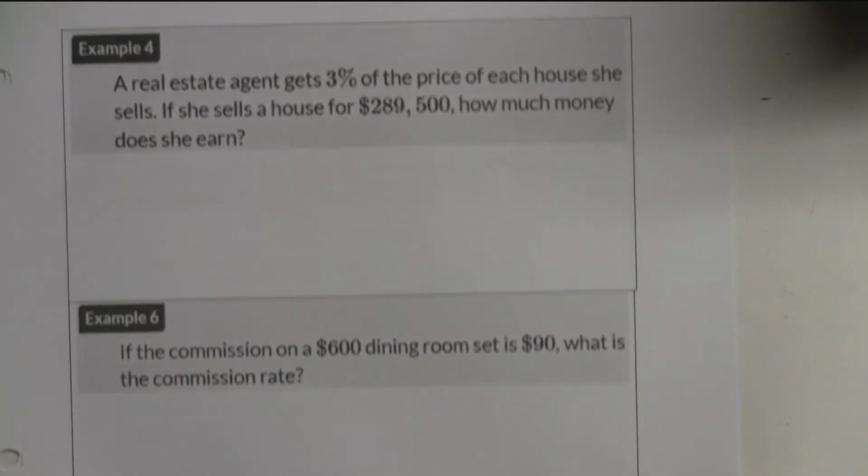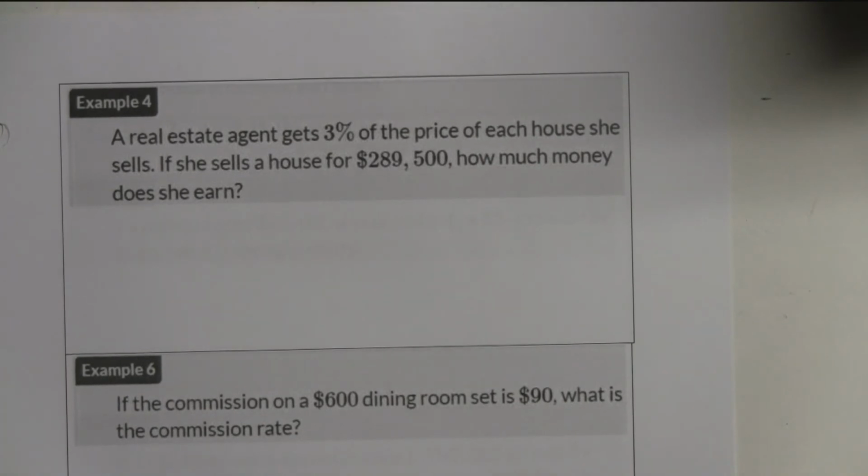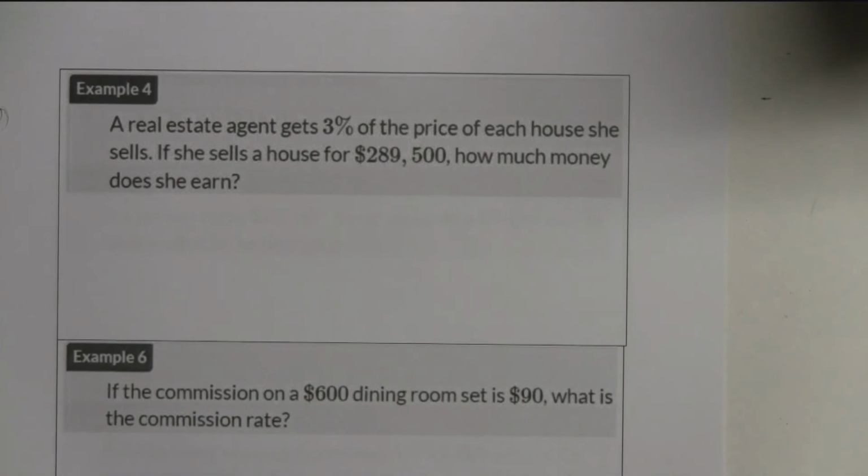And then commission is sort of similar to sales tax, but instead of giving the money to the government, you're giving the money to the real estate agent or whoever's getting the commission. So, otherwise it's similar. So a real estate agent gets 3% of the price of each house she sells. If she sells a house for $289,500, how much money does she earn?